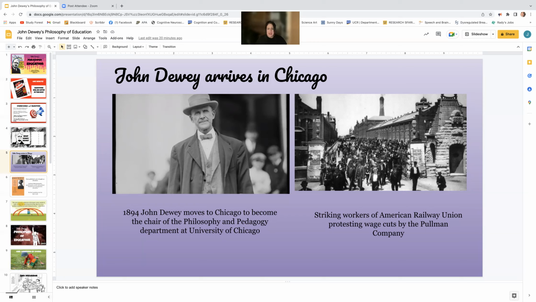And John Dewey gets off the train, and he sees this happening. He's starting to take in Chicago. He's seeing that there are a lot of immigrants.